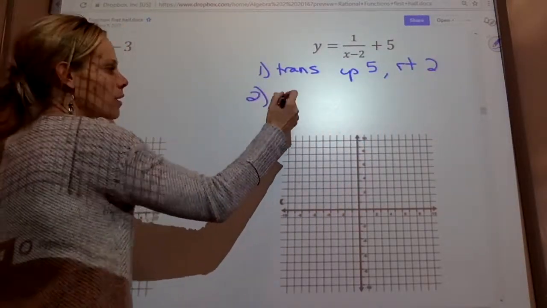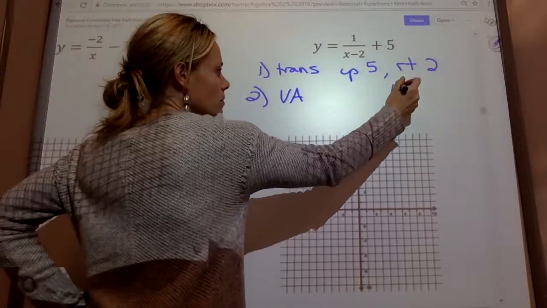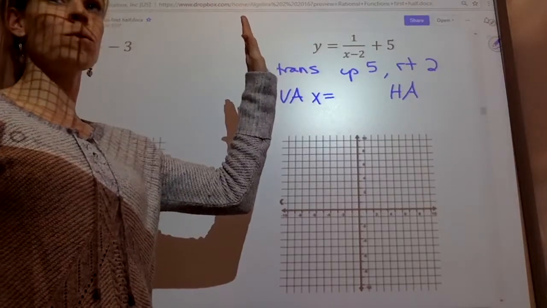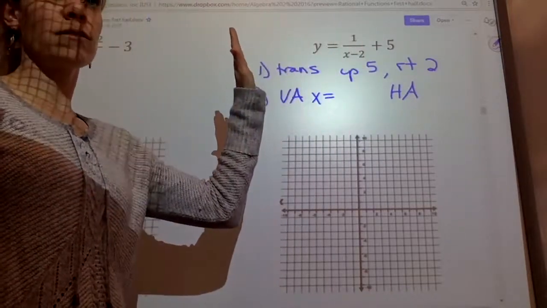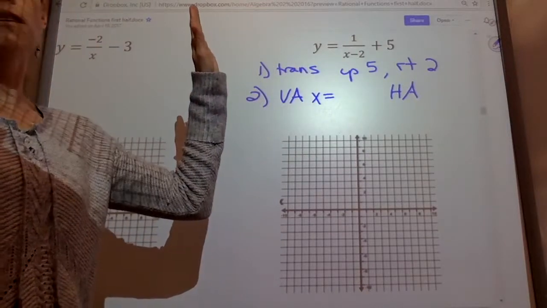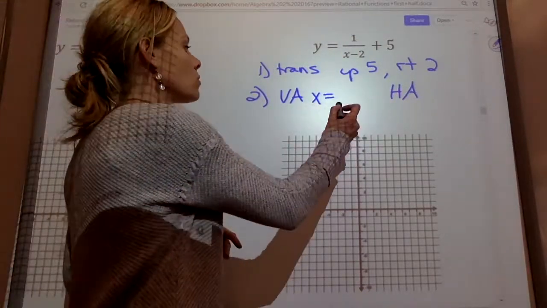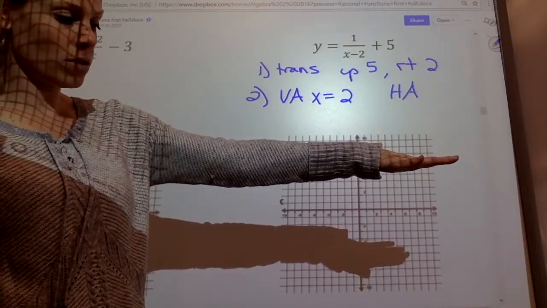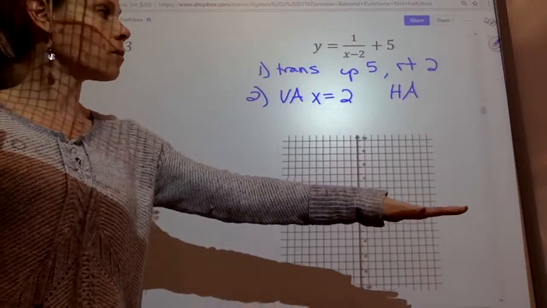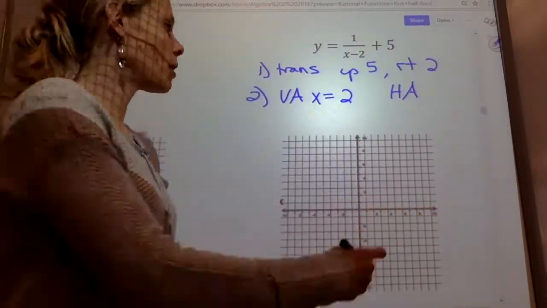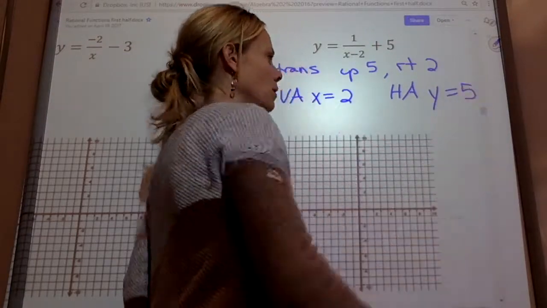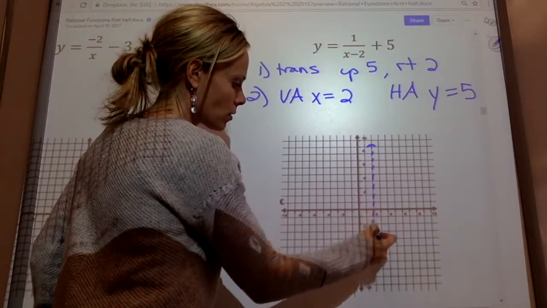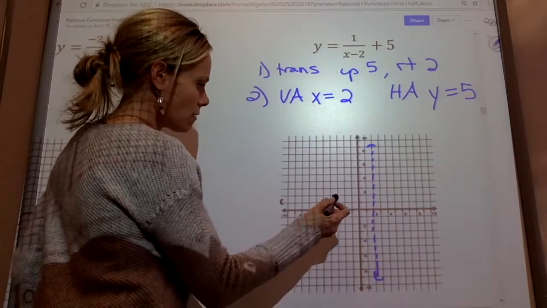Okay, so now let's think of our vertical and horizontal asymptotes. My vertical asymptote is x equals 0 unless I move left and right. So did I move left and right? Yes. So my vertical asymptote is 2. Very good. Horizontal asymptotes are 0 unless I move up and down. Did I move up and down? Yep, I moved up 5. And I can sketch those in. Vertical at 2, vertical line. Horizontal at 5.